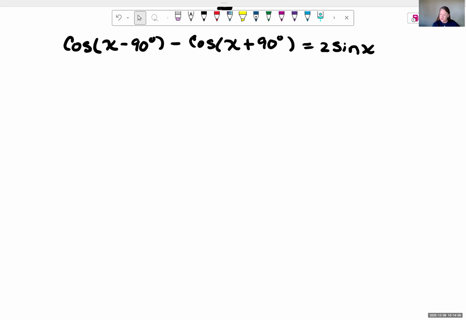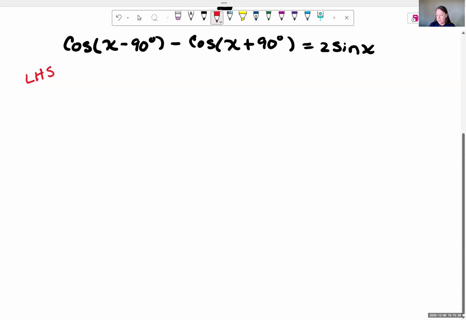Okay, so you see another identity in front of us that we want to show is true. Cosine of (x minus 90 degrees) minus cosine of (x plus 90 degrees), and we want to show that that's equal to 2 sine x. Okay, so I see a difference and a sum of 2 angles for cosine. So I'm going to use the sum and difference of angles for cosine to rewrite those first 2 terms on the left-hand side.